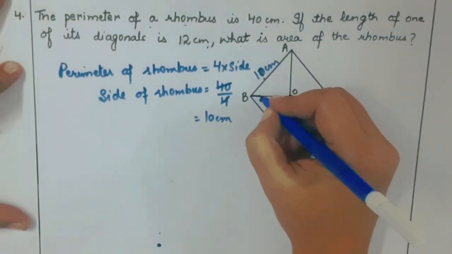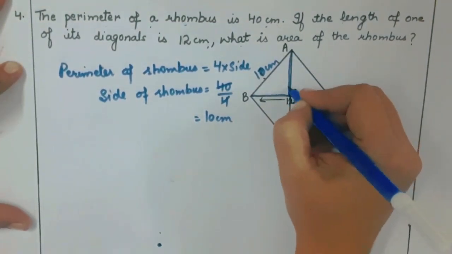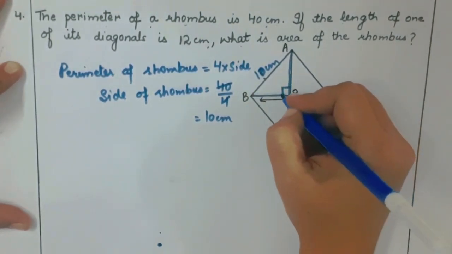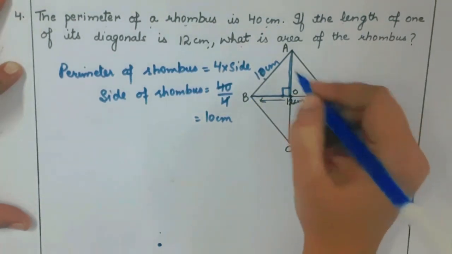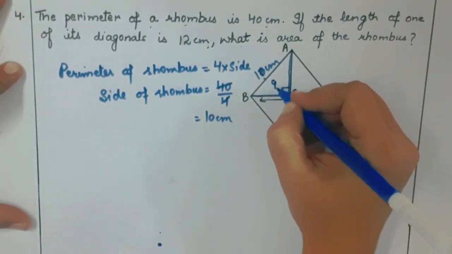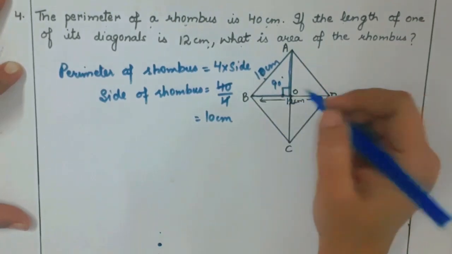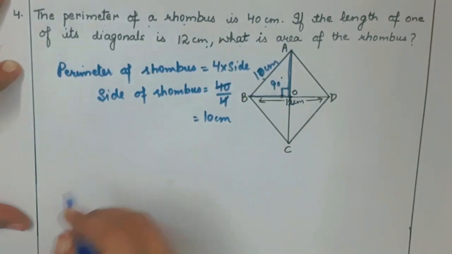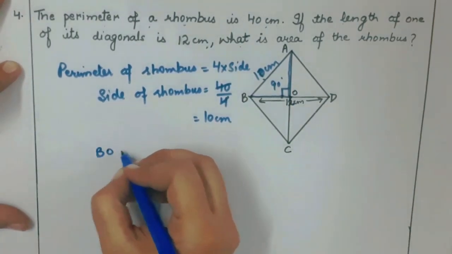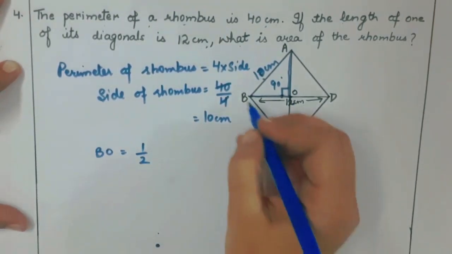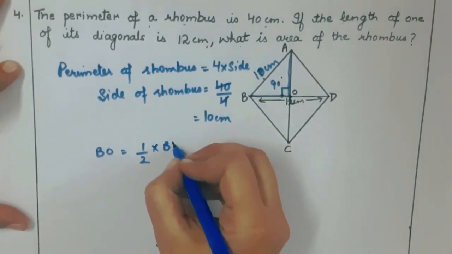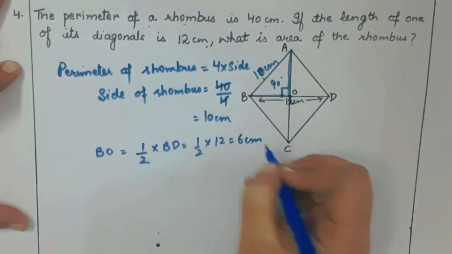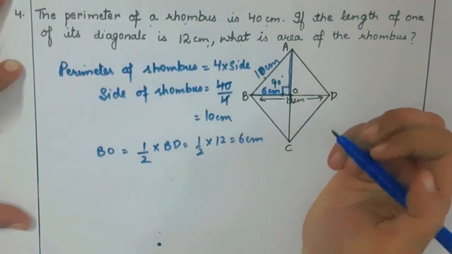Now beta, this is a right angle triangle, because diagonals of a rhombus bisect each other at 90 degrees. Bisect each other at 90 degrees. So a triangle is formed. Now in this we can find BO. BO will be half of BD. BD we have as 12 centimeter. So half into 12 is equal to 6 centimeter. This we have got, 6 centimeter.